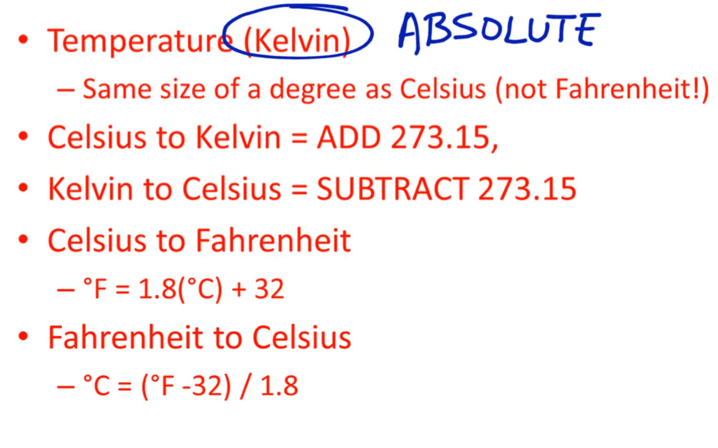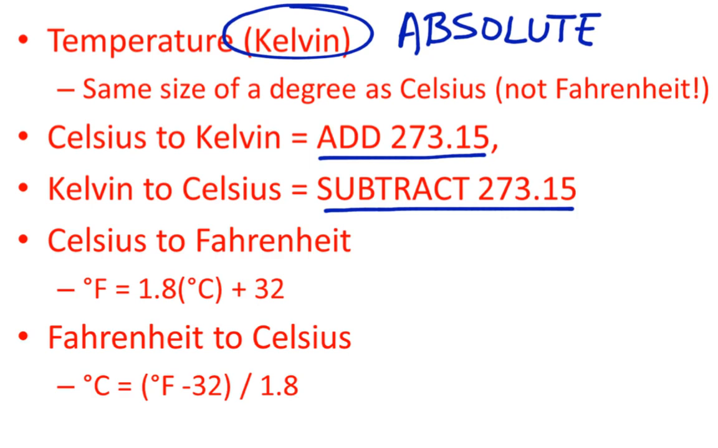Simply add 273.15. And then to go back from Kelvin to Celsius, you subtract 273.15. Very simple process. Always keep in the back of your head somewhere that a negative Kelvin is impossible. Negative Kelvin does not exist. 0 Kelvin is the coldest you could possibly get. That's what we call absolute zero. And at that temperature, all molecular motion ceases.